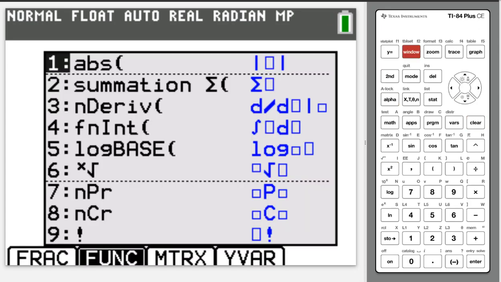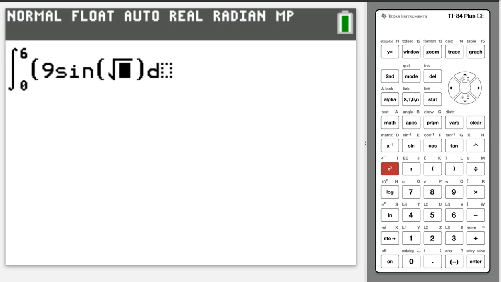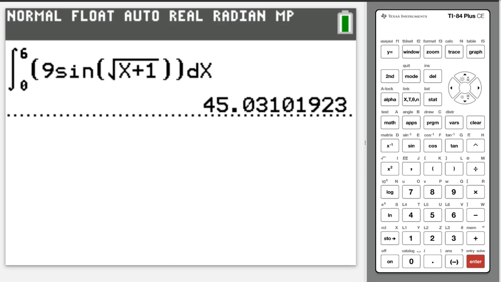start over. Integrate from 0 to 6, 9 times the square root times sine of the square root. I don't know why that's so hard for my brain to type in, but okay. And then notice I put in x's instead of t's, but the calculator is going to deal with it just the same. Hit enter, and now notice this is one of the choices, but this is not the answer.